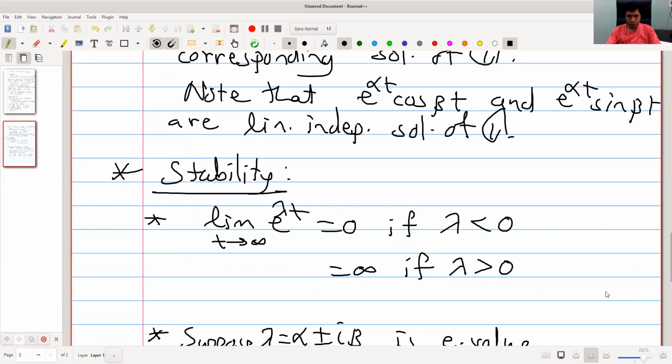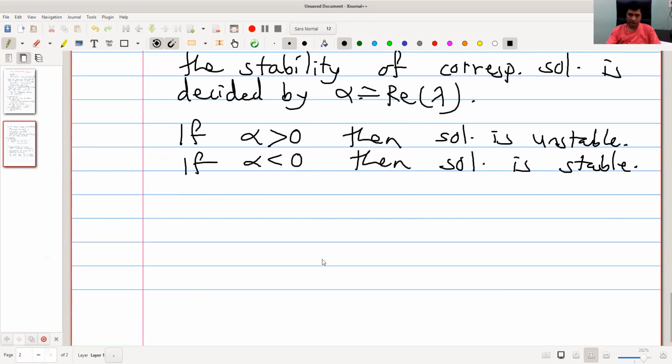So in both the cases, we can write the result that the real part of eigenvalue is playing an important role in deciding stability. If eigenvalue is real, then the real part is the same as itself. So if the real part of eigenvalue is positive, then the corresponding part of the solution is unstable. If the real part is negative, then it is stable.